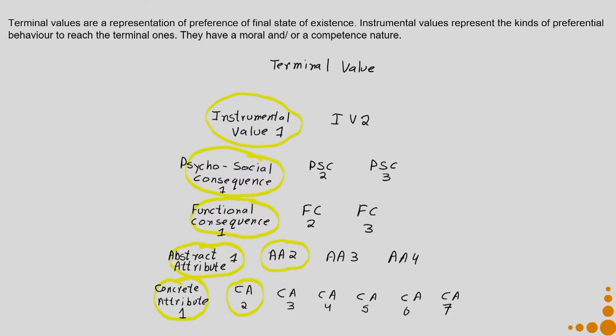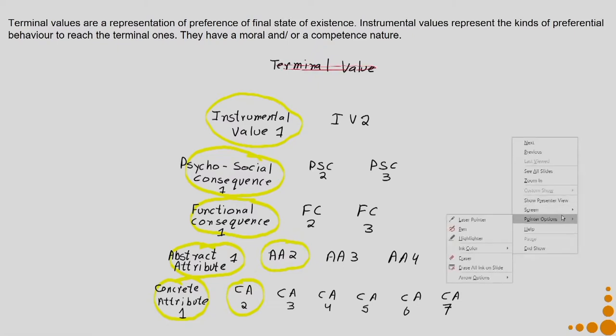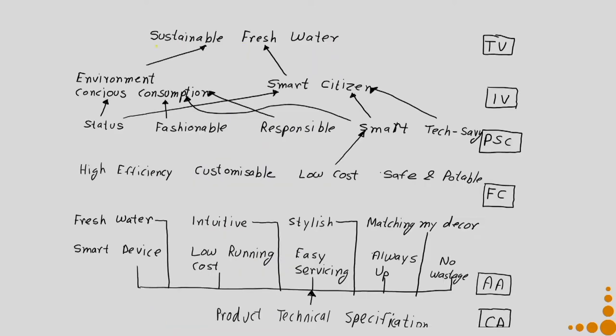So let's see what are terminal values and instrumental values. Instrumental values represent the kinds of preferential behavior to reach the terminal ones. They have a moral and a competence kind of nature. So in my case, the terminal value over here is, I want to get safe drinking water or fresh drinking water. So my terminal value is, I want sustainable fresh water. What are my instrumental values? Environment conscious consumption, smart citizen. You can see both of these: environmental conscious consumption, that's a moral value. Smart citizen is a competence related value.